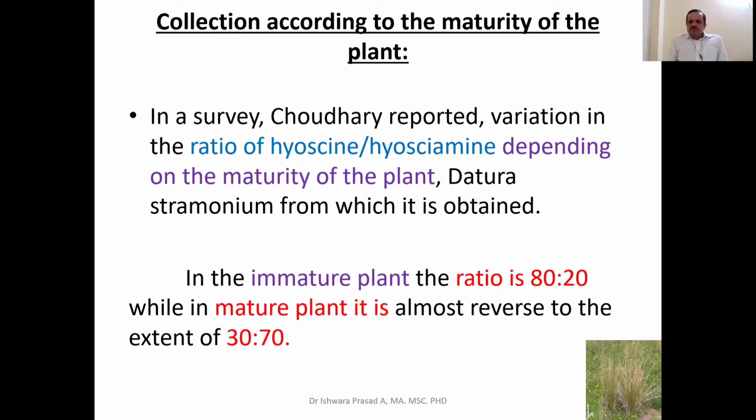We have already seen that plants are useful to humans. They are used for medicinal purposes and for curing different diseases. Then comes collection according to the maturity of the plant, which was also very nicely observed by our ancient Indians. In a survey, it was reported that the ratio of hyoscine to hyoscyamine varies depending on the maturity of the Datura stramonium plant from which it is obtained. In the immature plant, the ratio is 80:20, while in the mature plant it is almost reversed, to the extent of 30:70. So depending on what kind of treatment you need, we have to consider the ratio, what kind of chemical is needed for treating which kind of disease, and based on it, the plant is to be collected. Collection according to the maturity of the plant.